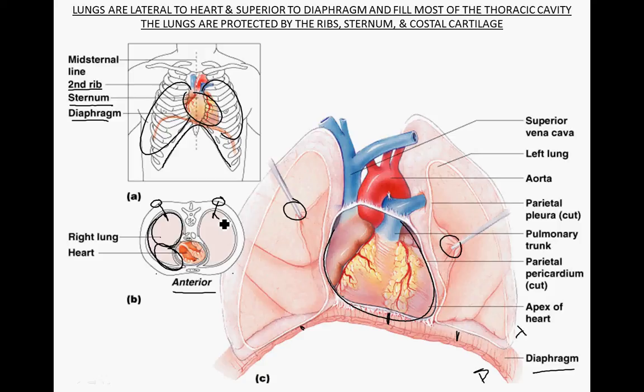Many students are surprised to see just how big the lungs are, and when you come to class and take them out of the mannequin, you get a good idea as to the three-dimensional relationship of the lungs and how big they are and how much of that thoracic cavity they actually take up.